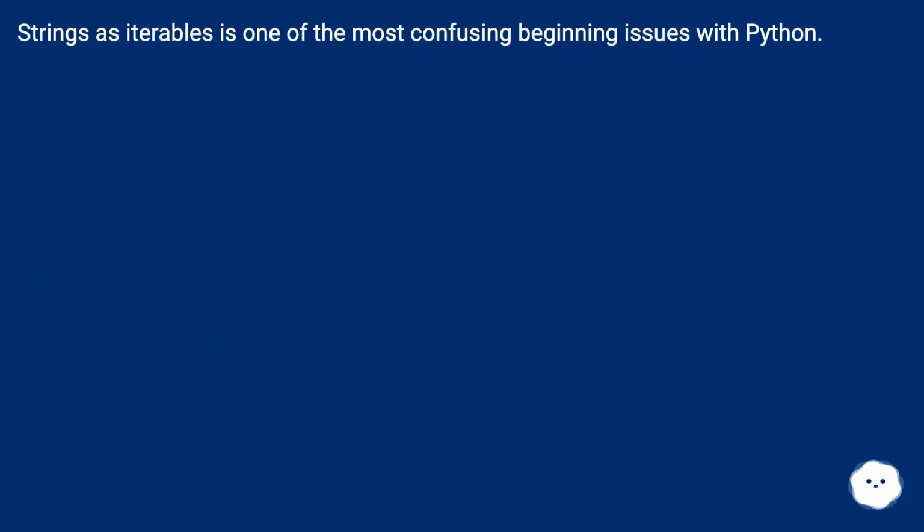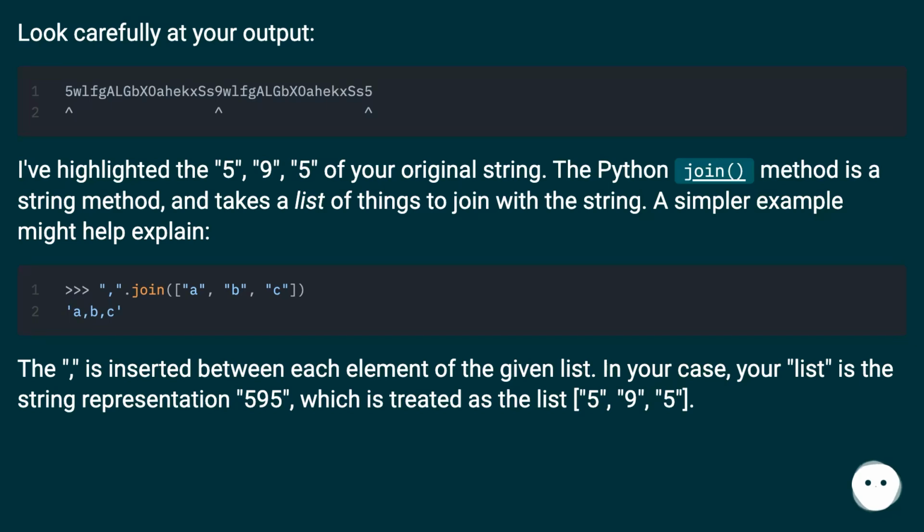Strings as iterables is one of the most confusing beginning issues with Python. Look carefully at your output. I've highlighted the 595 of your original string. The Python join method is a string method and takes a list of things to join with the string. A simpler example might help explain. The comma is inserted between each element of the given list. In your case, your list is the string representation 595, which is treated as the list 595.